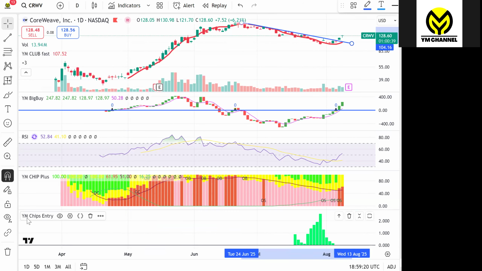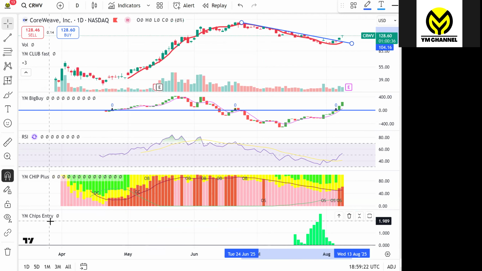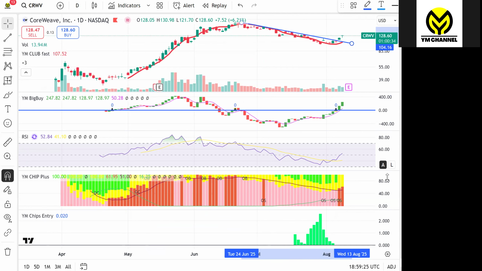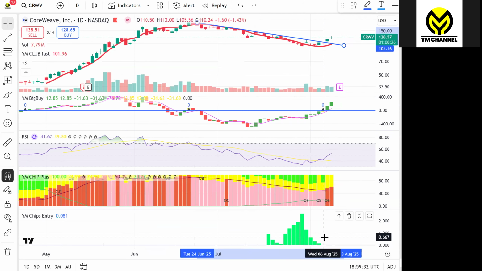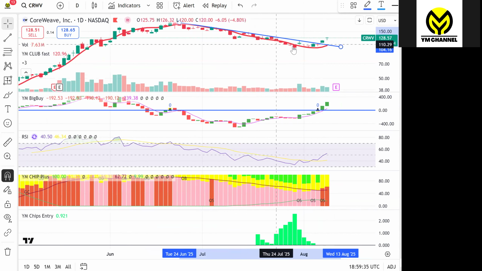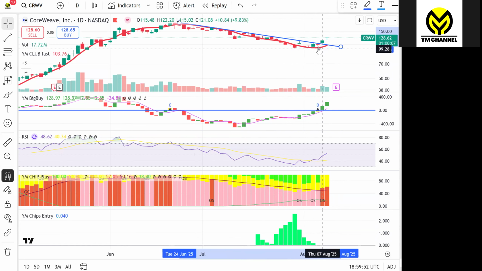And one thing I want you to see is the YM chip entry, where the institution comes in. A bunch of green candles here tells you the institution is coming in this area. Basically, the red line tells you the trend line when they change from downward to upward. Instead of buying on this candle, we buy before that. We buy before that because we know the institution has come in, and then they go above the red, and then basically even on this candle, because they go above zero.